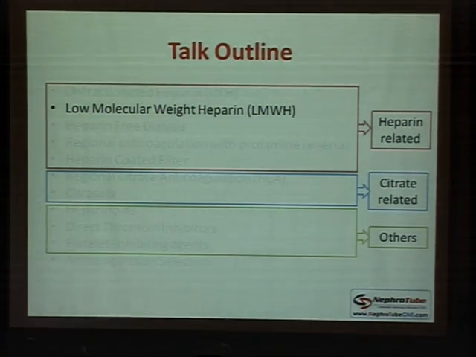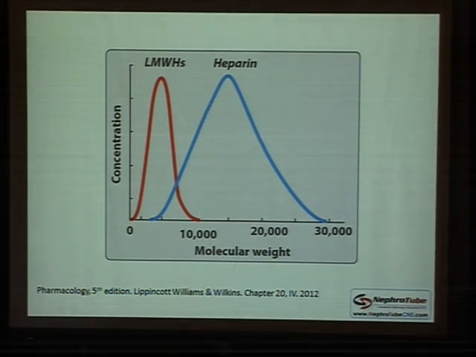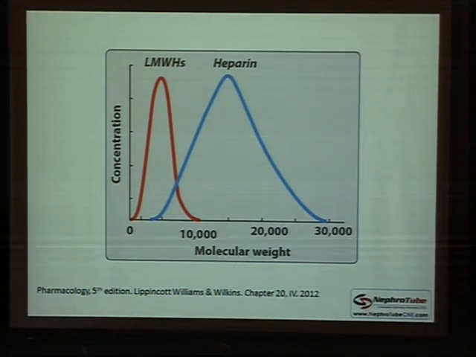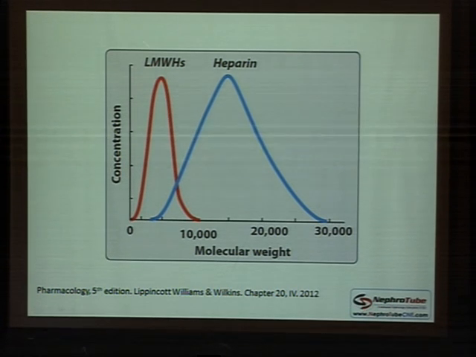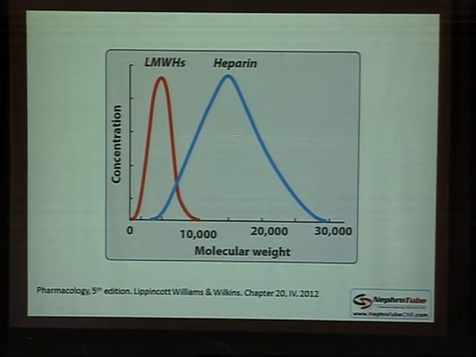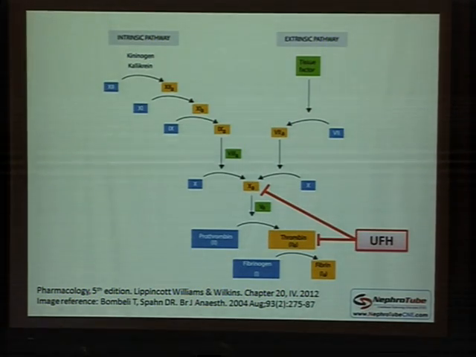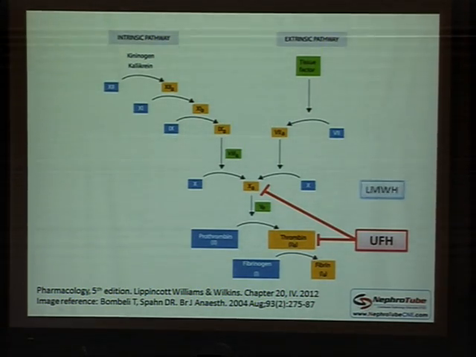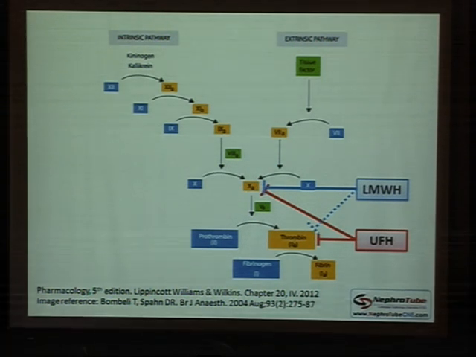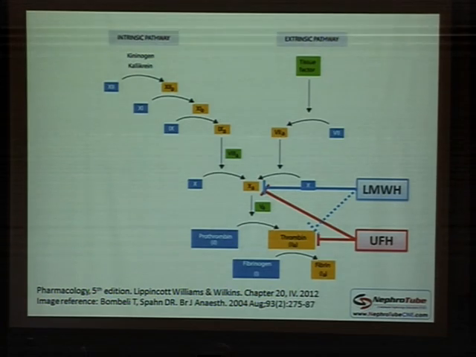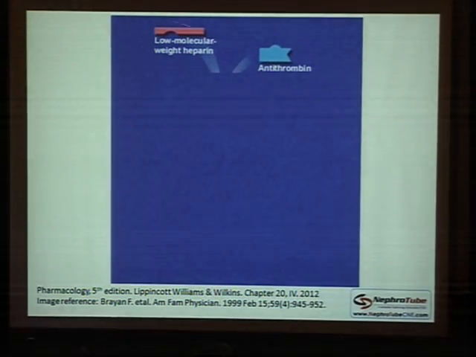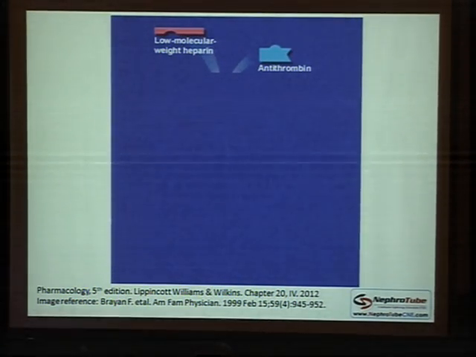Regarding low molecular weight heparin, it has a lower or smaller molecular weight than unfractionated heparin. Actually, low molecular weight heparin is formed from unfractionated heparin by enzymatic degradation. Its main site of action is by inhibiting activated factor 10, with a slight, weak effect against thrombin. This is because the length of low molecular weight heparin is short.